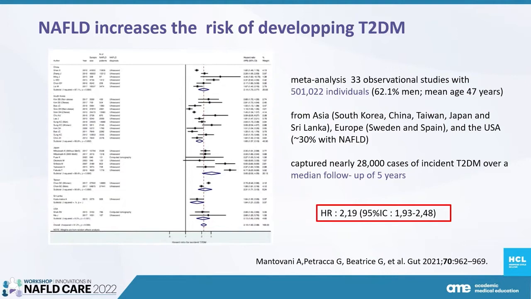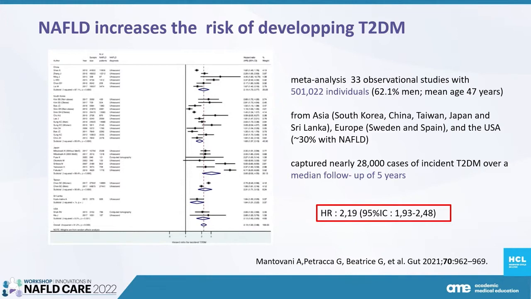What I wanted to highlight today is also the link between NAFLD and the increased risk of developing type 2 diabetes. Over the last decade, the main question regarding chicken and egg has been which disease comes first. And now we start to have very nice data that have been put in this meta-analysis, including 33 observational studies, over 500,000 individuals, mostly men, 62% men, mean age 47 years, coming from very different regions around the world, Asia, Europe, and USA.